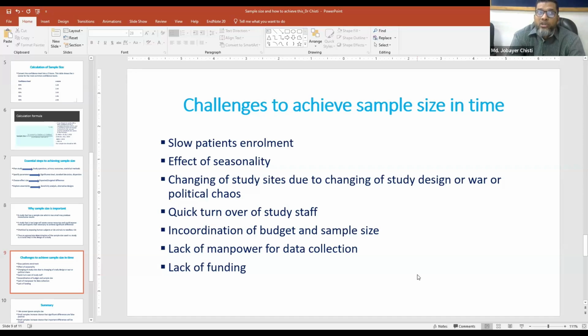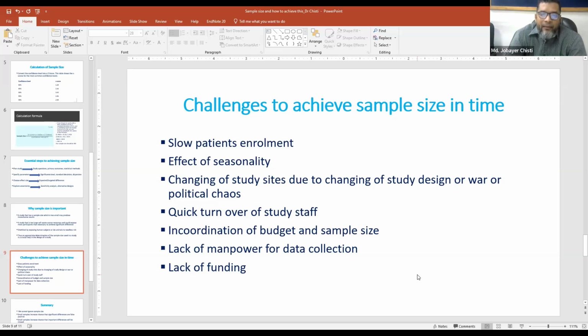Those who are the trainee doctors, they used to have a rapid turnover from one hospital to another, and nurses also like this. So we have to keep in mind that in that case, we need to have refresher training in quick succession. And also we need to coordinate the budget with the sample size. Sometimes we might have a large sample size, but simultaneously we don't have an adequate amount of budget to attain that sample size, and it might hamper the study.